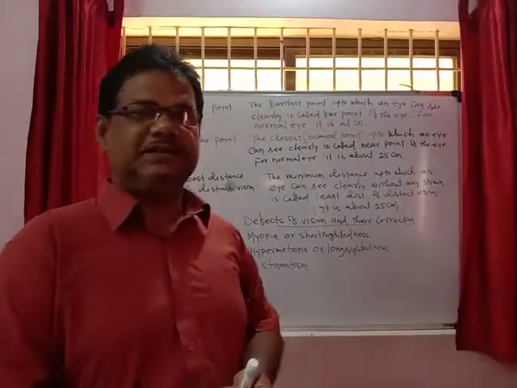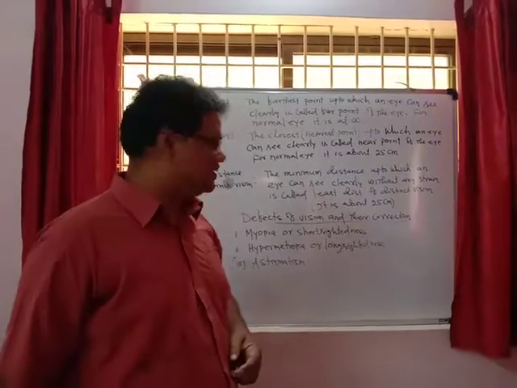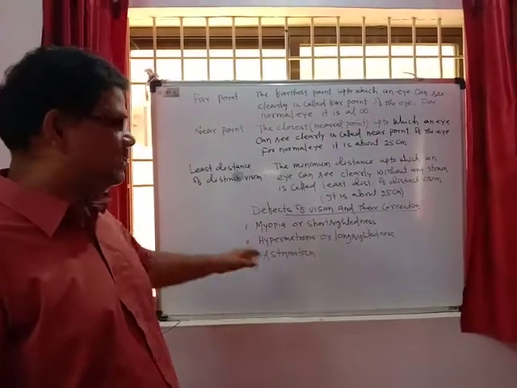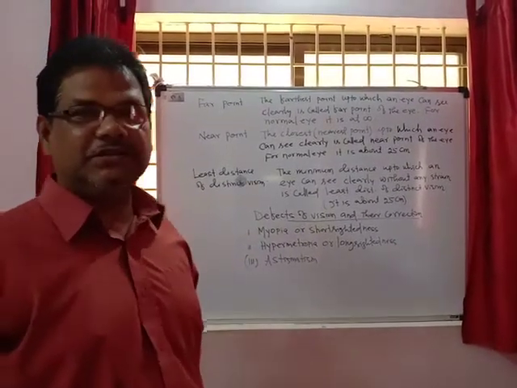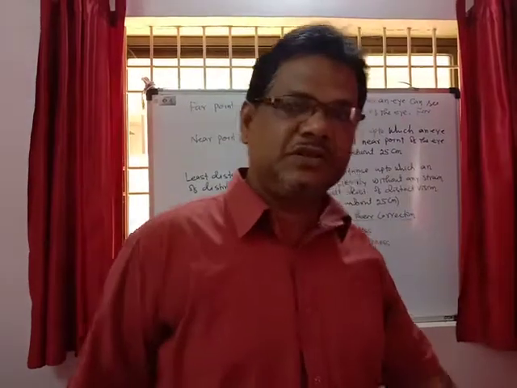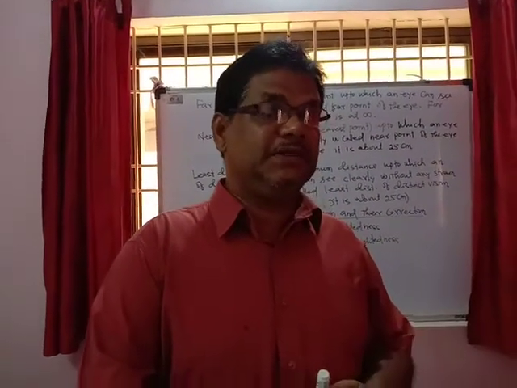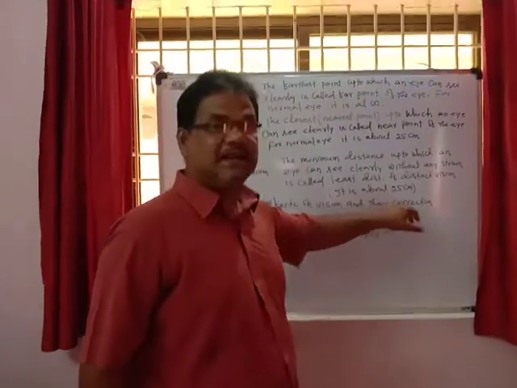Students, this is from the second chapter, eye and optical instruments, eye and color, the color world. And here the important part is the defects of vision and their correction. Already you know the structure of the eye and the working of the eye. Here the important portion is the defects of vision and their correction.